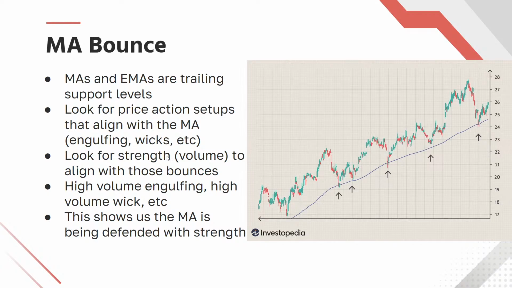So an engulfing with high volume is the perfect example. If price comes down, touches our moving average, and then a high volume engulfing candle occurs, that's the type of strength that we want to see here. The most important thing it shows us is that our moving average is being defended with strength. So the volume shows us that the defense had a lot of buyers, and that's the most important part of this.